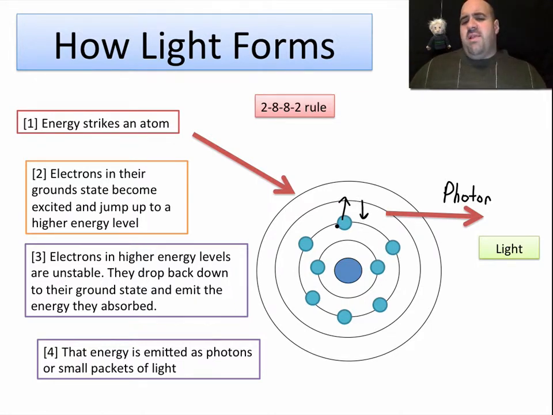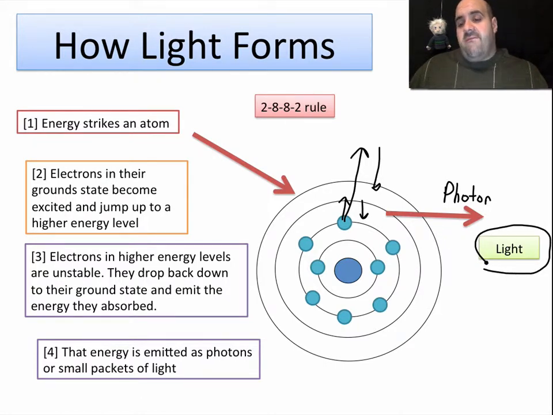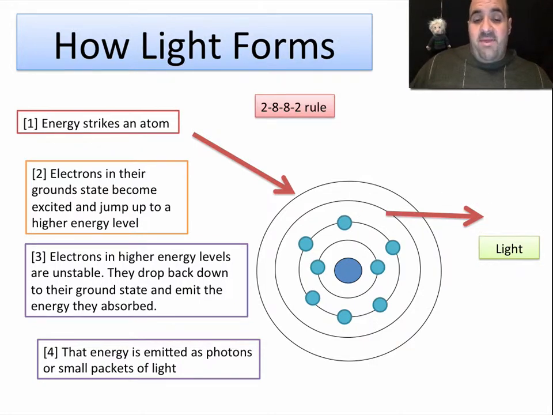And again, it's not just one electron doing it. And it's not just one energy level. This electron could jump up to energy level 7, drop back down to 5. Other electrons are going to be jumping up and down simultaneously. And it's going to be giving off a whole array of different types of light, some of which we may be able to see as visible light.